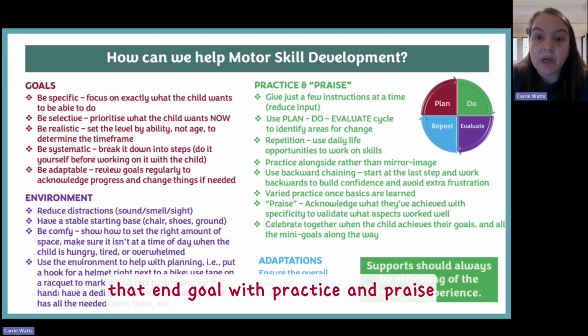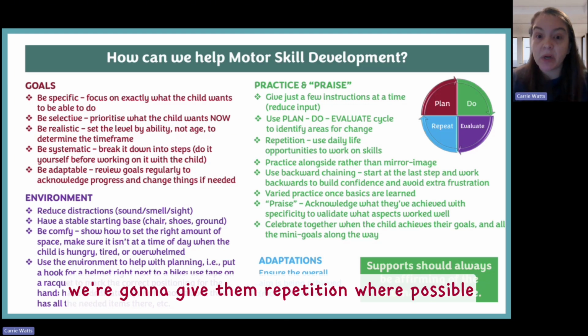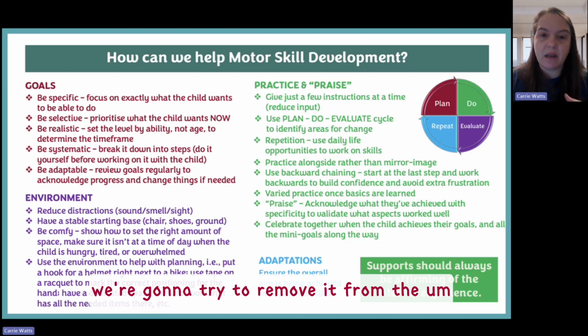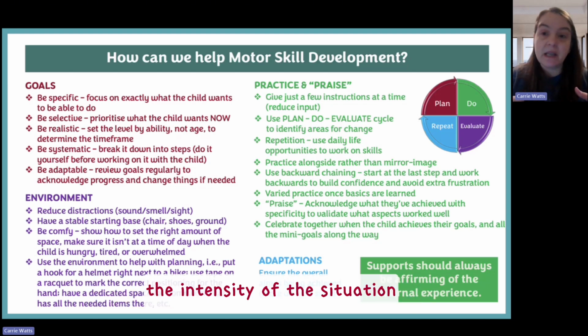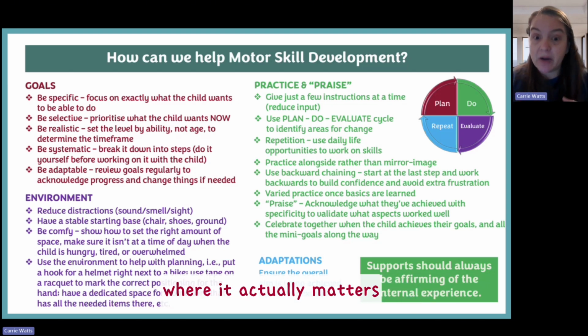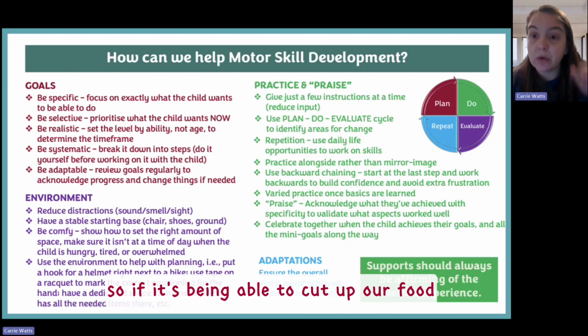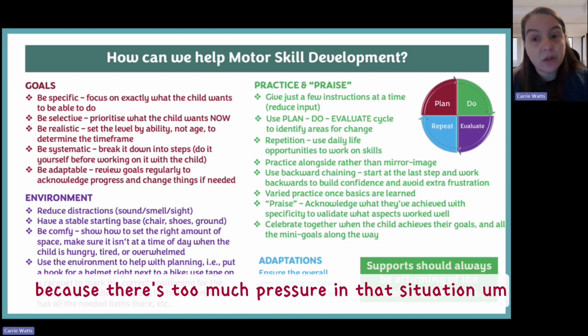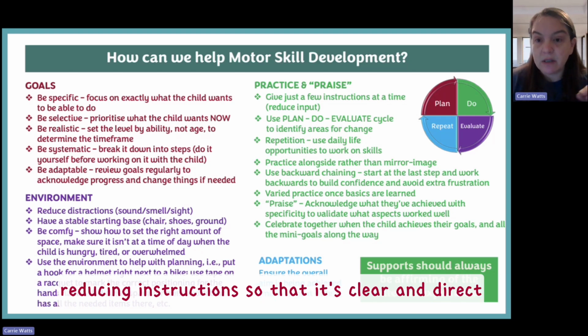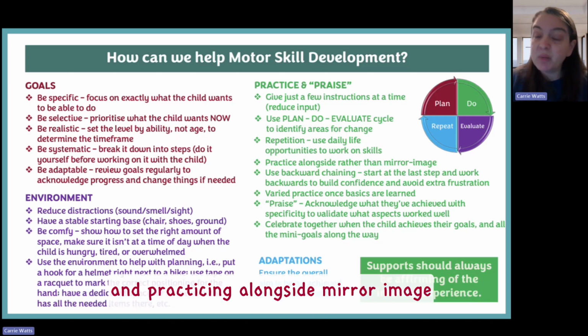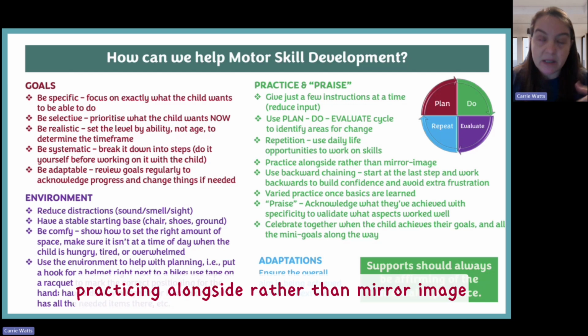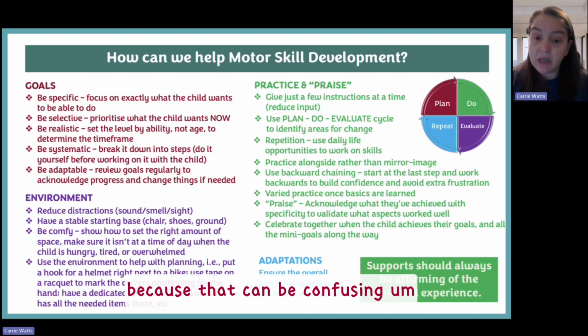With practice and praise, we're going to give them repetition where possible. We're going to try to remove it from the intensity of the situation where it actually matters. So try to practice it when it isn't important. So if it's being able to cut up our food, we don't want to do that when they're hungry because there's too much pressure in that situation. Reducing instructions so that it's clear and direct, practicing alongside rather than mirror image, because that can be confusing.